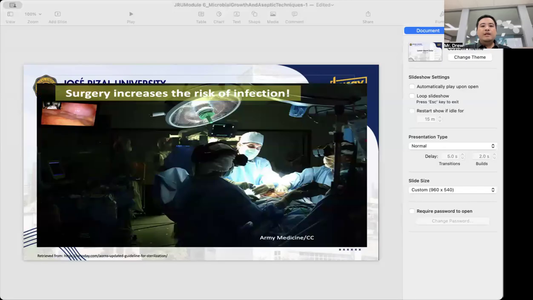So, surgery infection risk. Surgery opens the body to potential infections without proper aseptic technique. Bacteria can enter. So, risk factors for surgical infections will be contaminated instruments, improper hand hygiene, poor operating room sterility, and also strict surgical asepsis is crucial to prevent complications.